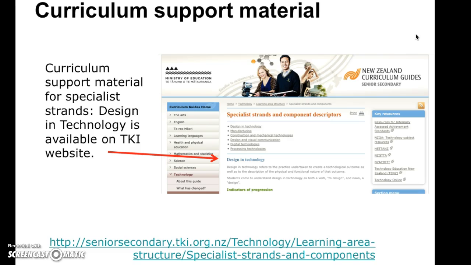Design and technology refers to the practice undertaken to create a technological outcome, as well as to the description of the physical and functional nature of that outcome. Students come to understand design and technology as both a verb, to design, and a noun, design. Examples are given throughout TKI in regards to what the teaching and learning for this standard may look like across the different disciplines of technology.